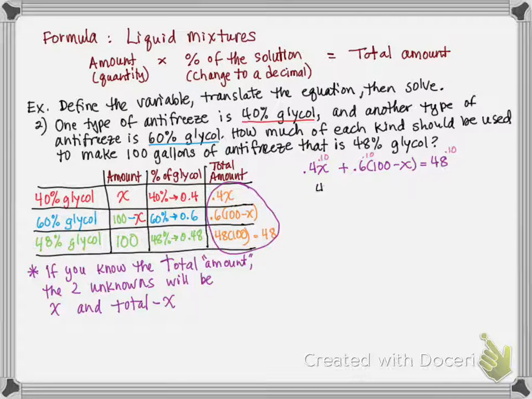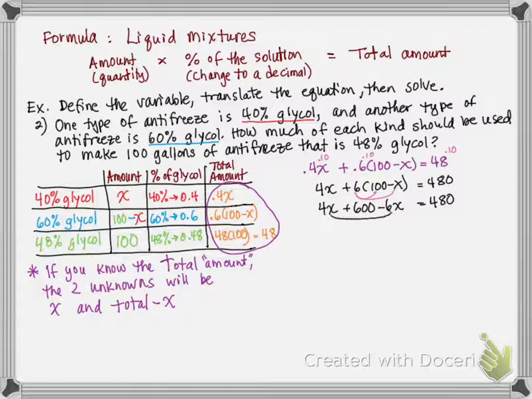That's going to give me 4x plus 6 times the quantity, 100 minus x, equals 480. So notice I didn't want to distribute first. Not this time. So now I'm going to go ahead and distribute. So that gives me 4x plus, and we're going to multiply 6 times 100, which is 600. And then we're going to multiply 6 times negative x, which is going to give me negative 6x equals 480.